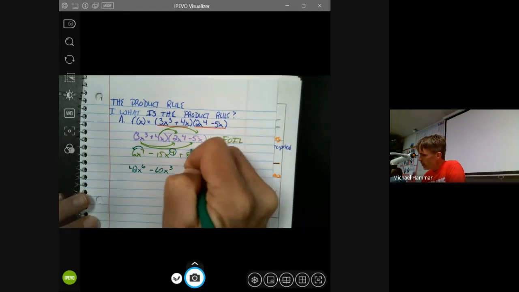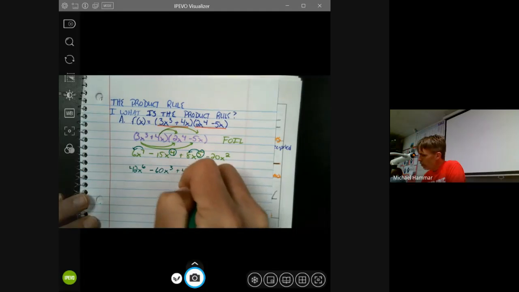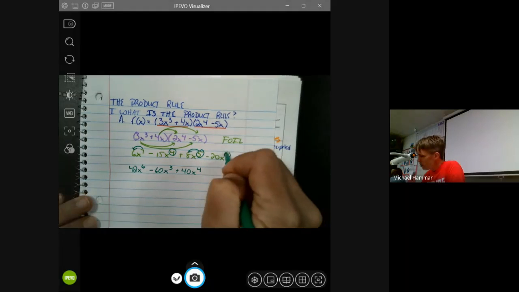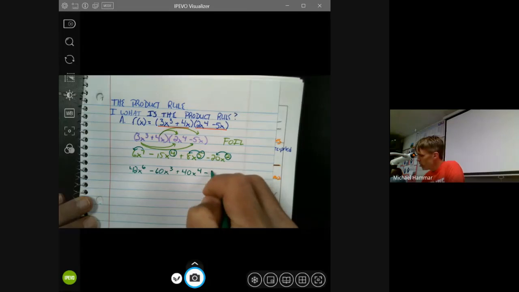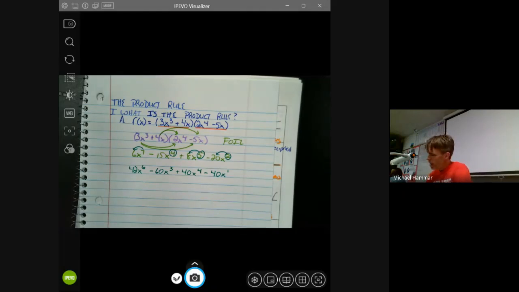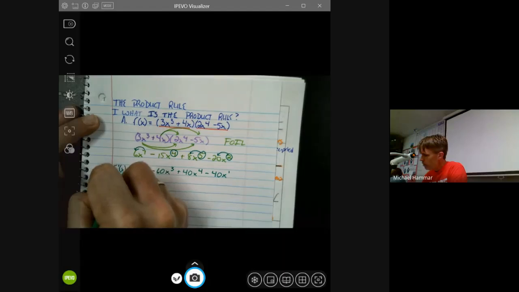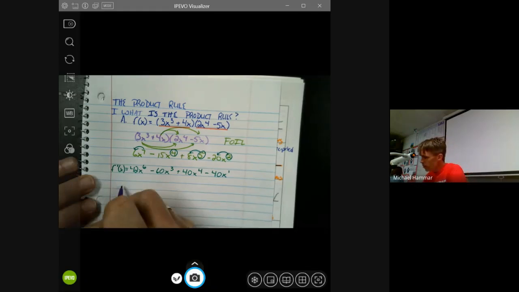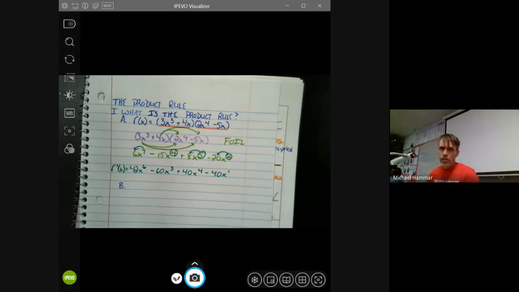Then we could go here. This will be plus 40x to the fourth. And then we use the power rule again, minus 40x to the first, because we subtract 1 from it. This now is the derivative of f of x. Okay? Well, we have another thing that we can use when things are being multiplied. Now, you can always go back and you can use this method to solve this problem. But I'm going to show you another way to solve this problem, and this way is called the product rule.